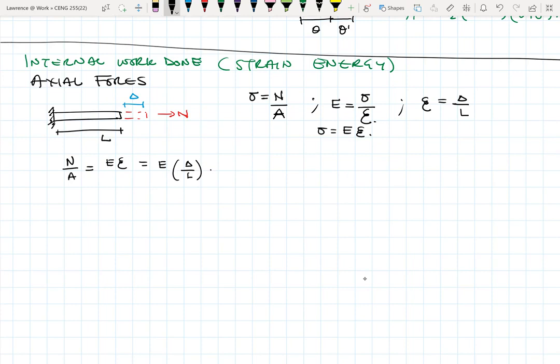So this implies that N over A is equal to E delta over L. So if we make delta the subject over here, then delta becomes NL over AE.